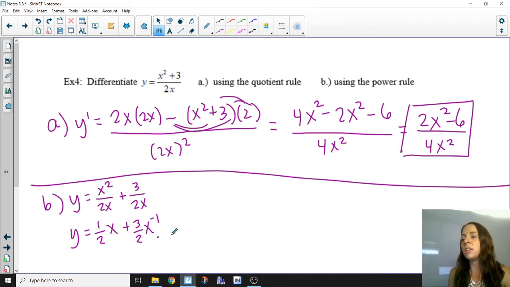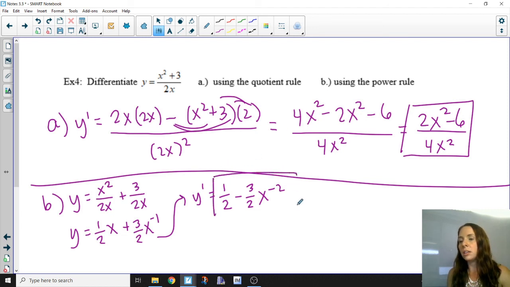And now we're ready to take the derivative of this, so y prime, using just our simpler rules. The derivative of 1/2 x is just a half. The derivative here is -3/2 x to the -2 power. Now, believe it or not, this derivative expression and this derivative expression are the same thing. If you divide these two terms in the numerator by 4x squared, you would end up with that. They're the same thing. They're just in different forms.